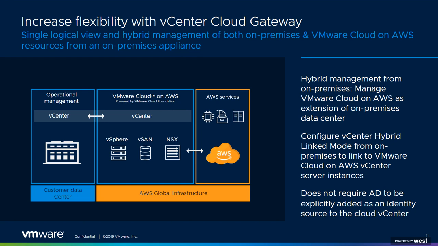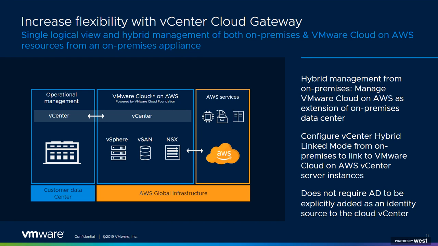Yeah, thanks, Paul. So one of the key things to keep in mind with vCenter Cloud Gateway is that you have that quick, easy way to manage your on-premises vCenter and your VMware Cloud on AWS vCenter as well. And then also if you want to extend your VMs to communicate and utilize any native AWS services, you have the option to do so. So now you have that hybrid management from on-premises where you can manage your VMware Cloud on AWS extension as an extension of your on-premises environment.